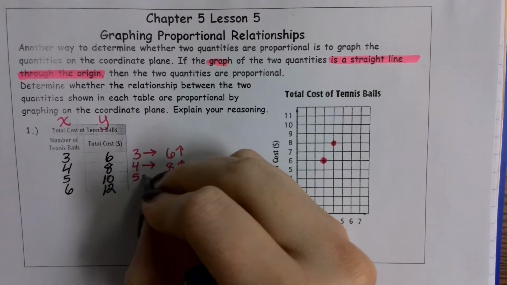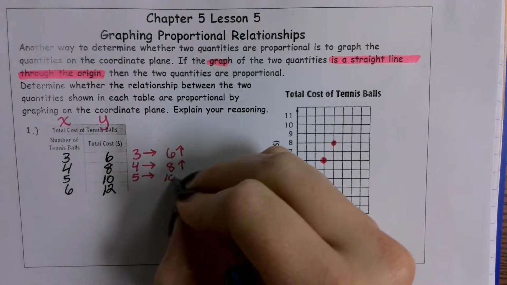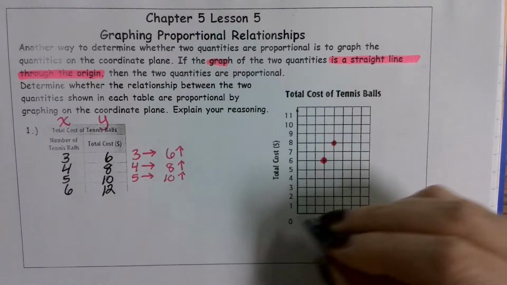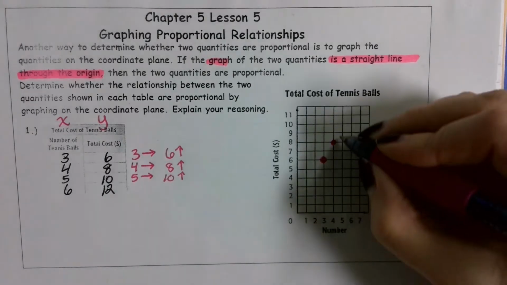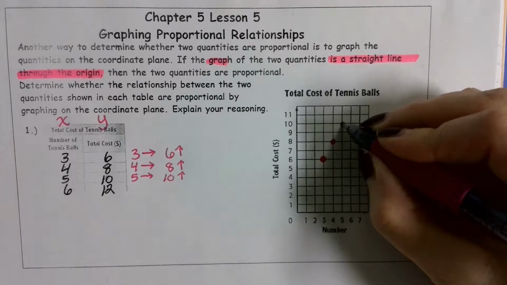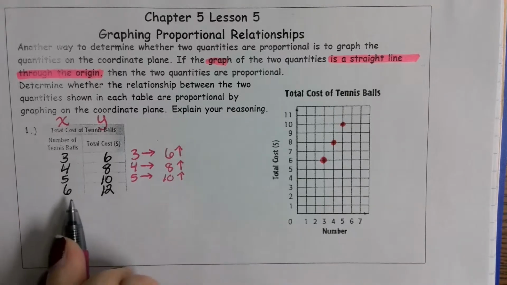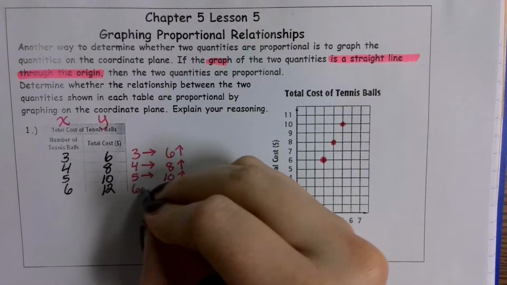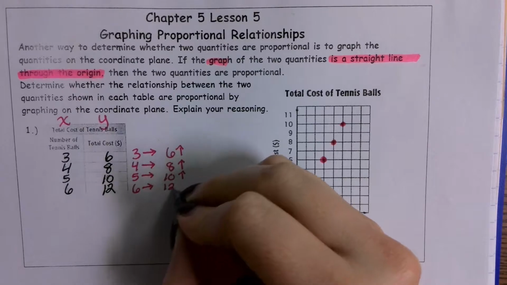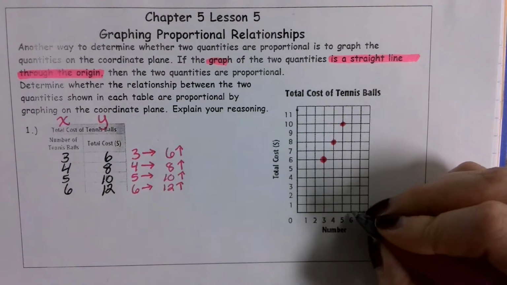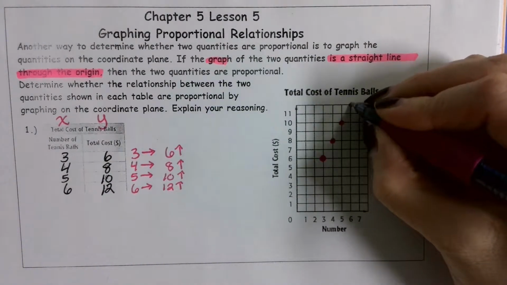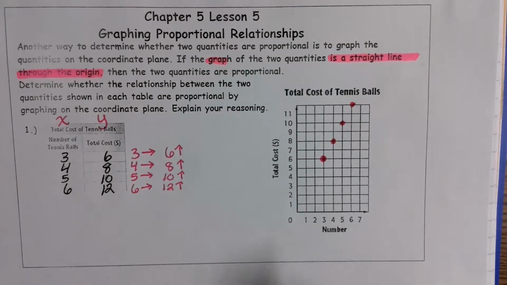5, 10 means we're going 5 units to the right and 10 units up. So go 5 units to the right, 10 units up. Then for 6, 12, that means 6 units to the right and 12 units up. 6 to the right, 12 units up. And then these are our points that have been graphed.